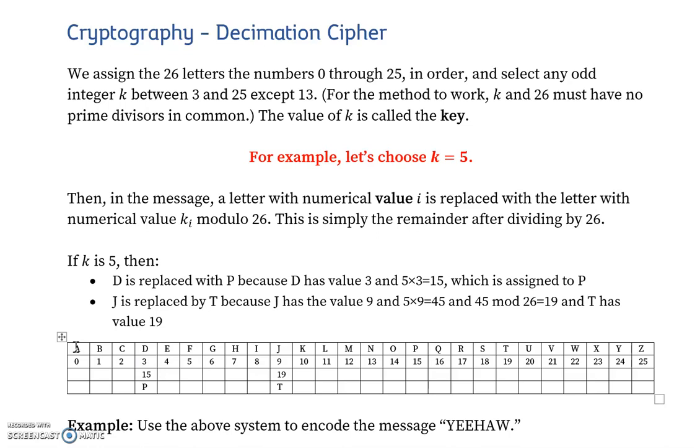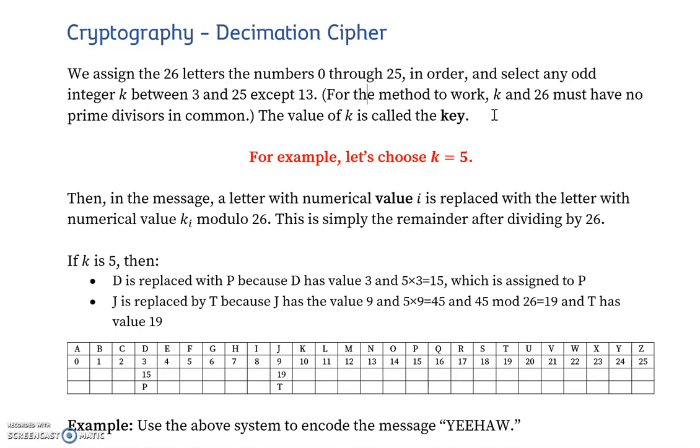You can see that in the table that I have already set up for us. Those two lines are what happens every time. Now, you can select any odd number between 3 and 25, except for 13. 13 has a problem because it's evenly divisible by 26. So we want to choose some number k that doesn't have any prime divisor in common with 26. That's also why we can't choose even numbers, because 26 is divisible by 2, and so would that even number be. So we have a lot of numbers to choose from: 3, 7, 9, 11, 15, 17, all the way up to 25.